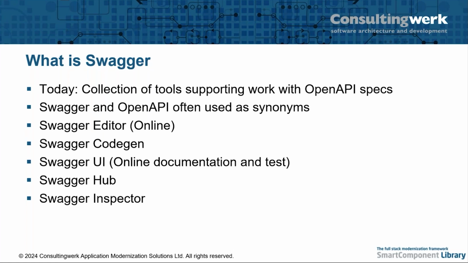So Swagger is a collection of tools supporting the work with those OpenAPI specs. There are tools to edit Swagger documents, the API specifications. There are tools to generate code, either for clients or services. There's the Swagger UI, which probably most people have seen already, which provides online documentation and the ability to test the services. There's Swagger Hub and Swagger Inspector, so more tools for providing API descriptions, working in a team, and testing them.